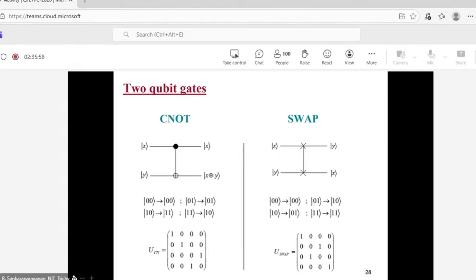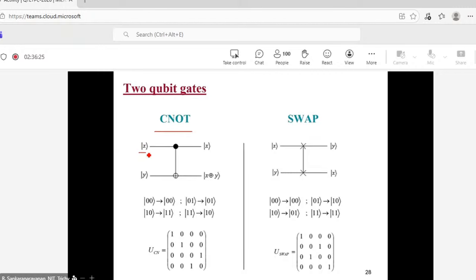And we can develop further to construct 2 qubit gates. For example, I'm showing an example of a 2 qubit gate called the CNOT gate. Here it has 2 inputs, X here, Y here, and the output is given over here. Okay. So this gate is operating on the input in the following fashion.